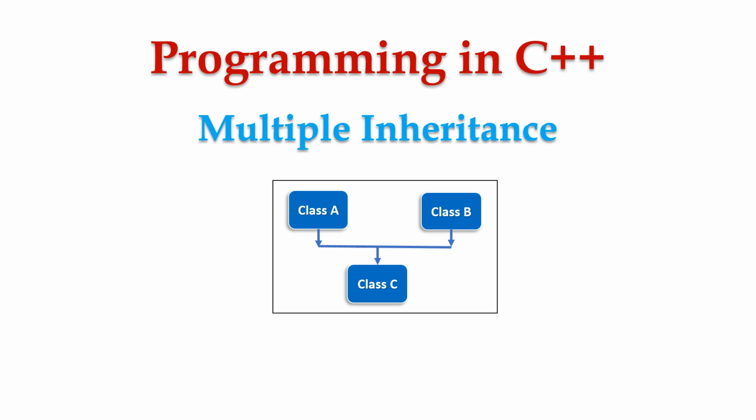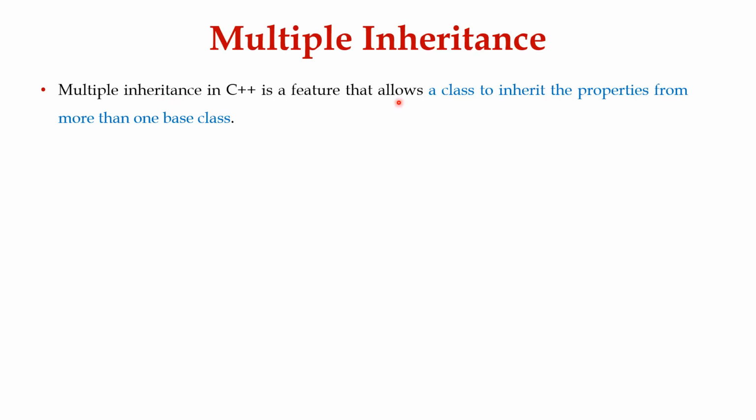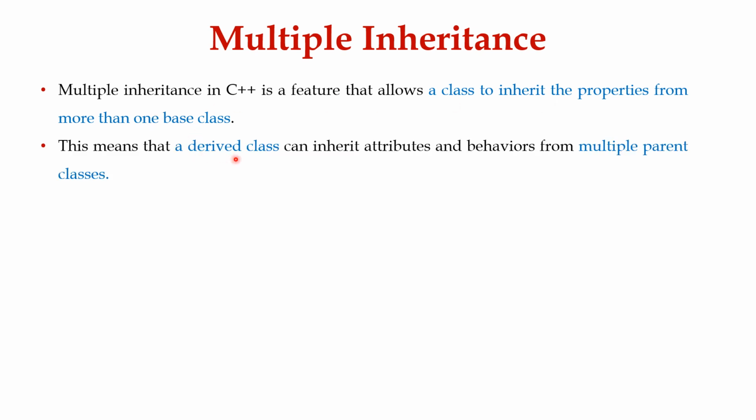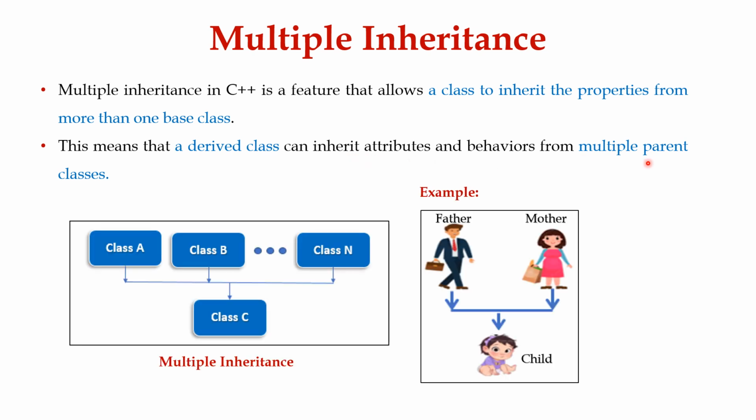In this session, let's learn about multiple inheritance. Multiple inheritance allows a class to inherit the properties from more than one base class. This means that the derived class can inherit the attributes and behavior from multiple parent classes.